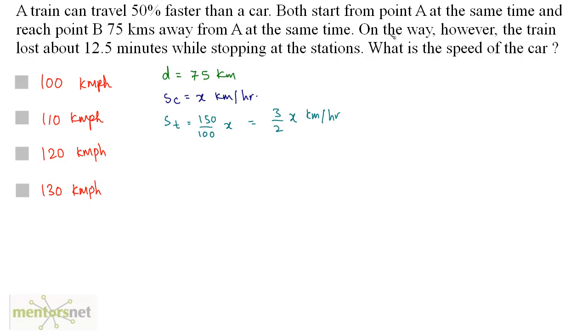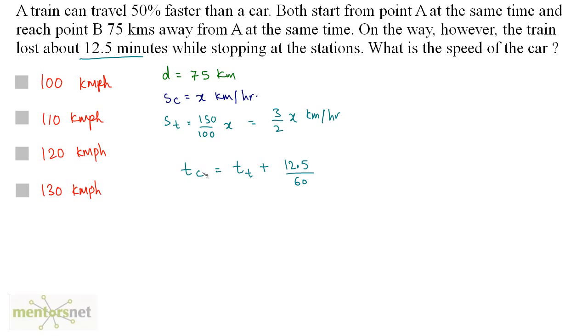Now it has been given that both the train and the car reach the destination at the same time, which means that the time taken by the car is equal to the time taken by the train. But the time taken by the car is equal to the exact time taken by the train plus the 12.5 minutes that it lost while stopping at the stations. So the time taken by the car, TC, is equal to the time taken by the train plus 12.5 minutes. So 12.5 minutes will have to be converted to hours. So 12.5 minutes will be 12.5 divided by 60 hours.